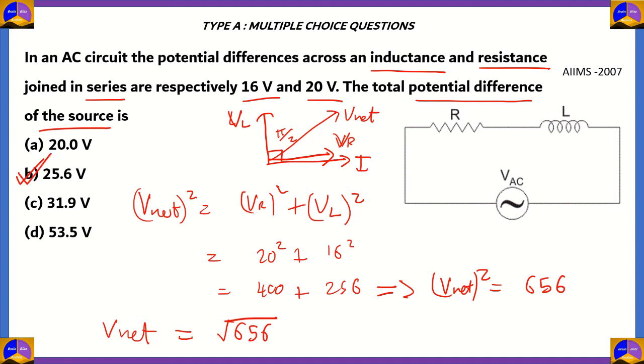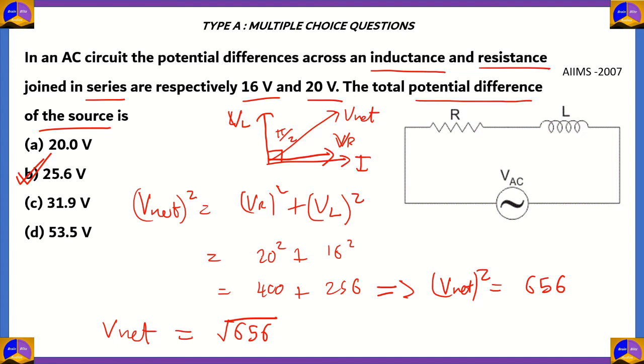So since 656 is closer to 26 squared, we can write the root of 656 as approximately equal to 25.6 volts. So the total potential difference of the source is 25.6 volts, and that is the right answer. All the other options are incorrect because they're either smaller or larger than 656. If we look at 20, for example, 20 square is 400, and that is way far from 656. 31.9 and 53.5 also have the same dilemma, because this is close to 30 and that is close to 54. So therefore, they're way off the mark.